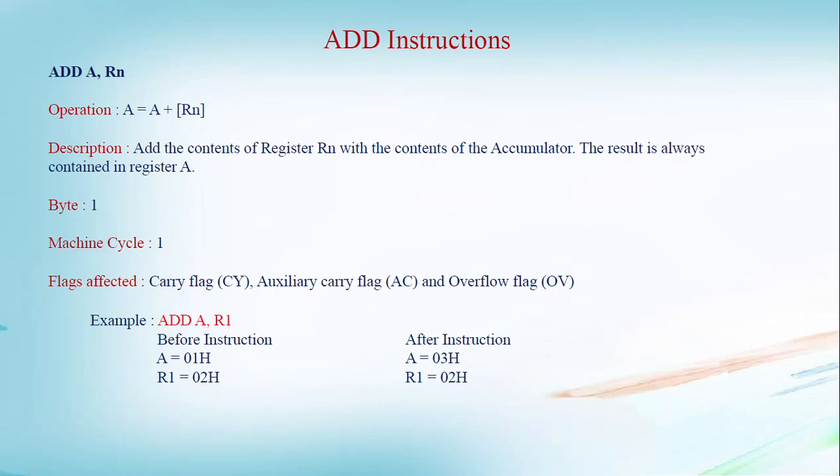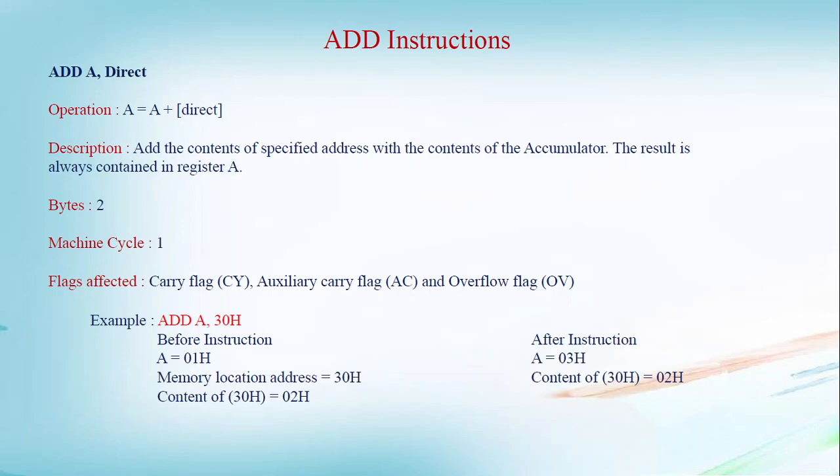and R1 remains the same. Then ADD A, direct. It means the content of the direct address is added with the content of A and the result will be stored into the accumulator only. It requires 2 bytes, 1 machine cycle, and the auxiliary carry flag and overflow flag get affected. As an example, ADD A, 30h. Before the instruction A equals 01h, the memory location address we are considering here is 30h, and the content of 30h equals 02h.